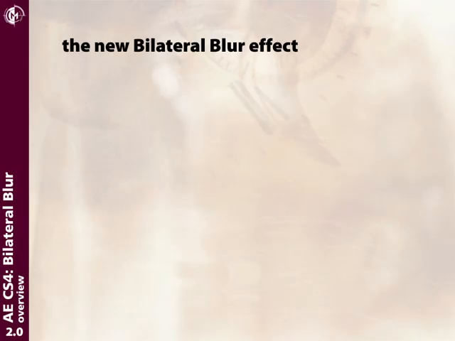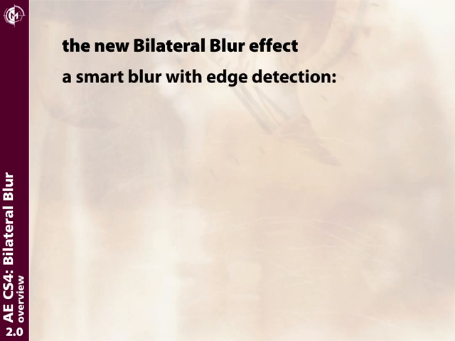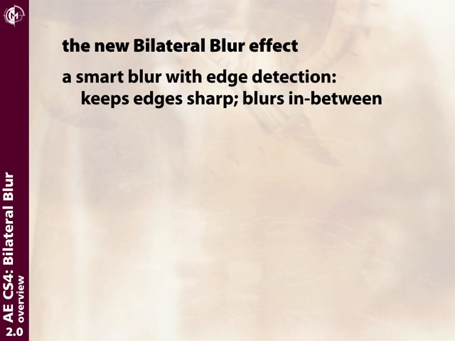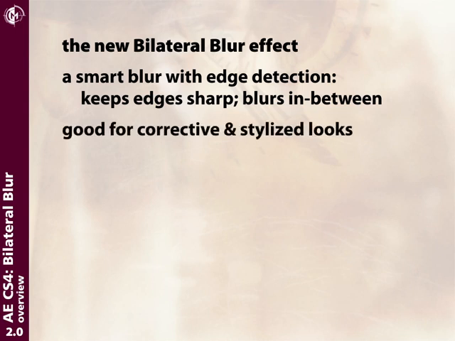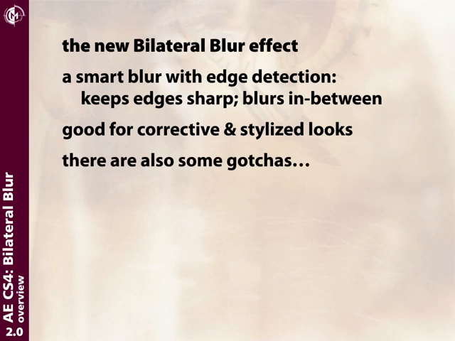Another new effect introduced in CS4 is Bilateral Blur. This is one of those smart blurs that has an edge detection built in, so it blurs the smooth sections in between edges but keeps the edges sharp. It's good for both corrective and for stylized looks, but it also has a few gotchas I want to show you.